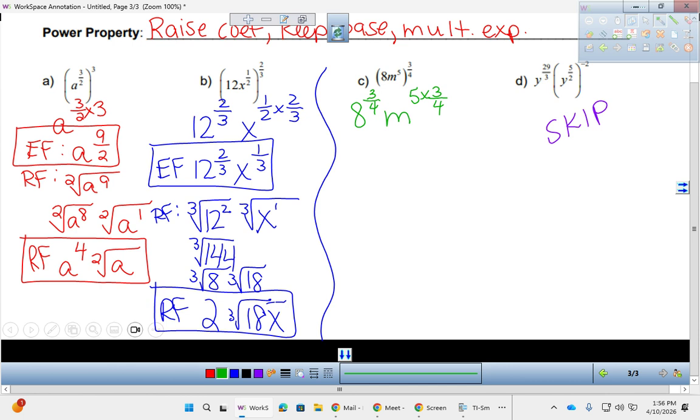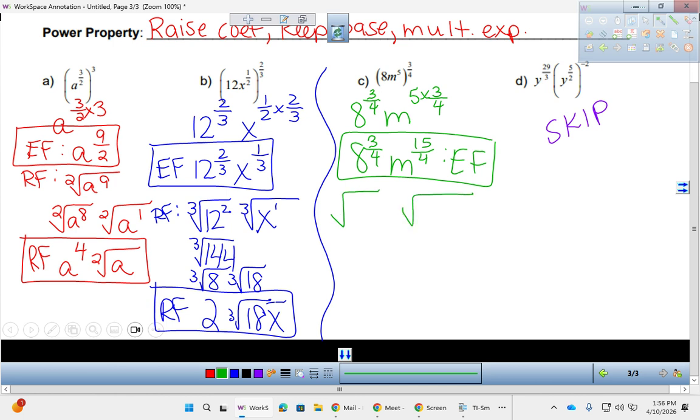So 8 to the power of 3/4, m to the power of 5 times 3/4. I'm multiplying the exponents. When you did 8 to the power of 3/4 in your calculator, did you get a whole number? I'm seeing a no, so I'm going to leave that as is. What about when you did 5 times 3/4? What'd you get for that? All right, so we've got our exponential form, and our exponential form has 2 fractions, so our radical form has 2 roots.